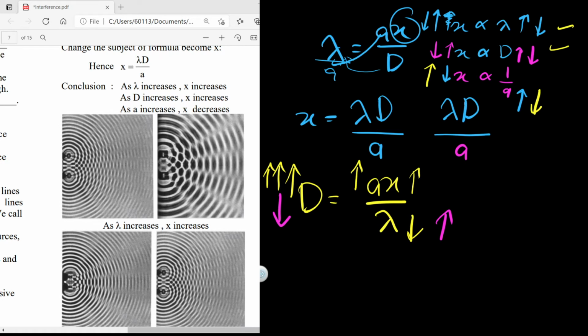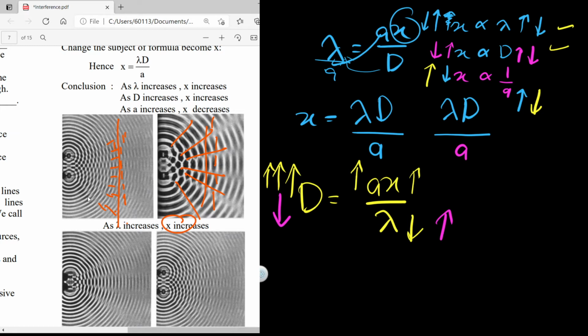So as lambda increases, X increases. So where is X? You can see here the distance between the nodal or antinodal lines. If you draw a detector line here, the distance between the nodal or antinodal lines, what will happen here? It will increase. The distance will increase. So X will increase as lambda increases.